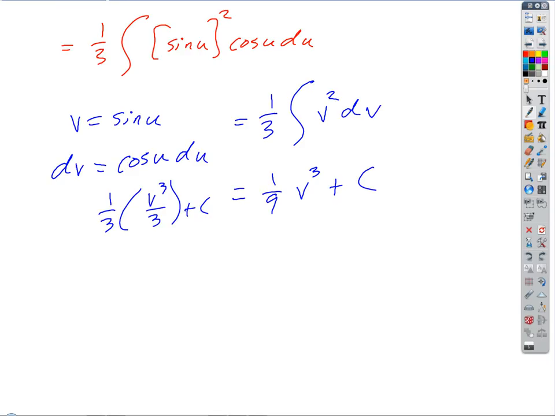Isn't dv negative cosine? The derivative of sine is positive cosine. The derivative of cosine is negative sine. So the answer is sine 3x.